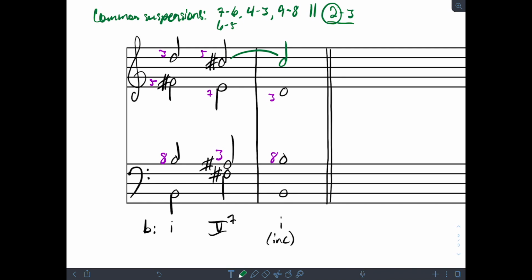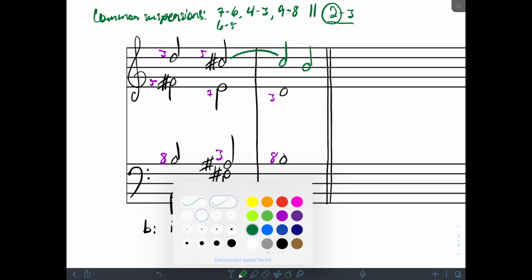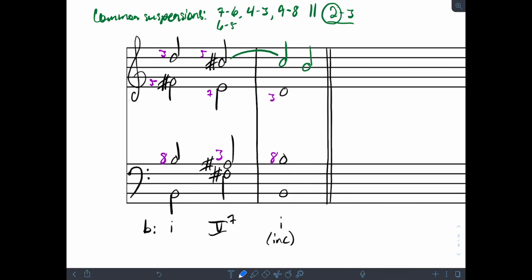Since I've written a tie over the bar line, I don't need to reiterate the sharp, but I will now have my delayed resolution. And again, I'm going to label my preparation, my suspension, and my resolution. I can either use a bracket or a circle to indicate that I'm working with those soprano notes. Okay, so again, we'll play this passage without the suspension.